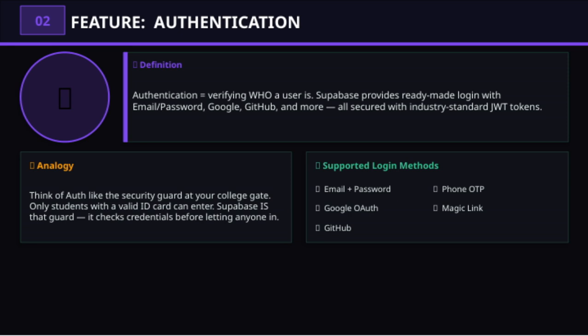Now, to put this in context, authentication is essentially about verifying who the user is. Supabase provides ready-made login options, whether it's through email and password, Google, GitHub, or others. All of these are secured with industry-standard JWT tokens, which keep the process safe and reliable.